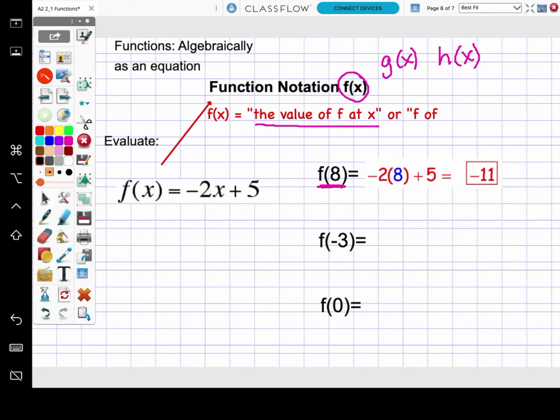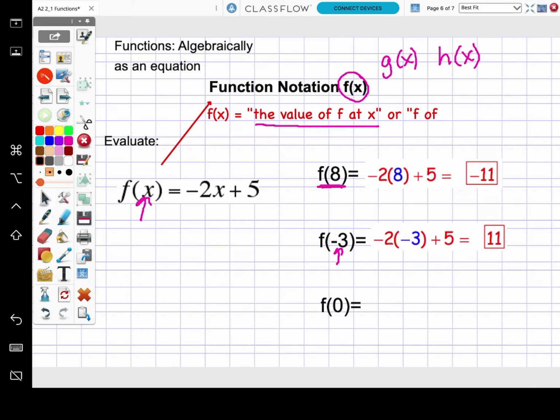I can do the same thing with -3. So now x is going to be replaced by -3. Check that out. -2 times -3 plus 5 is positive 11. So I would say f of -3 is 11. This is not a multiplication. We're not distributing a -3. Don't get any crazy ideas in your head. Okay, we're just replacing the x, because that's the variable. We're replacing the x with whatever is inside.